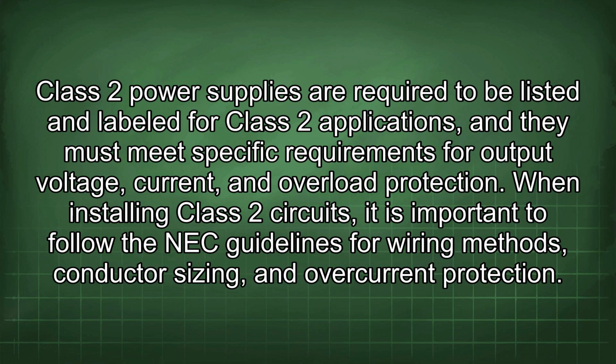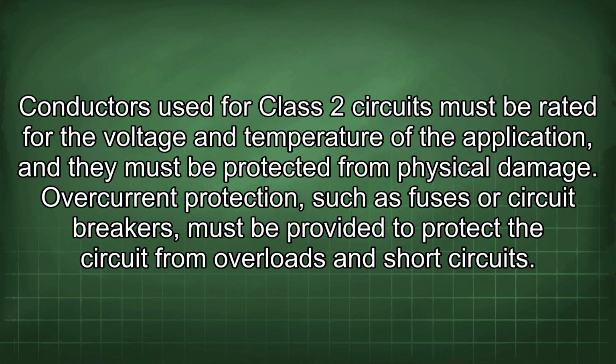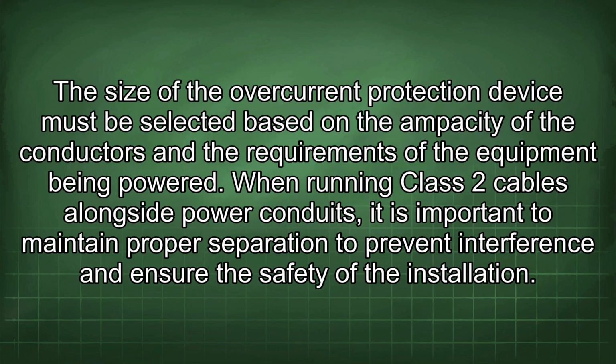When installing Class 2 circuits, it is important to follow the NEC guidelines for wiring methods, conductor sizing, and overcurrent protection. Conductors used for Class 2 circuits must be rated for the voltage and temperature of the application, and they must be protected from physical damage. Overcurrent protection, such as fuses or circuit breakers, must be provided to protect the circuit from overloads and short circuits. The size of the overcurrent protection device must be selected based on the ampacity of the conductors and the requirements of the equipment being powered.